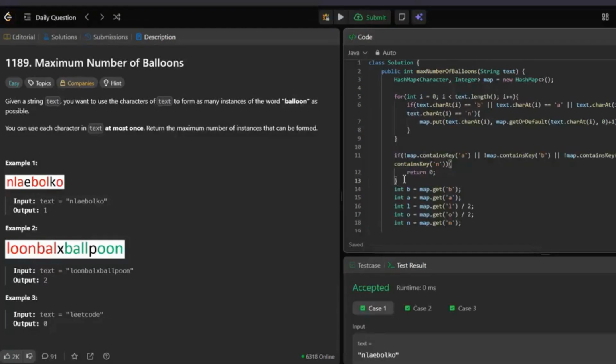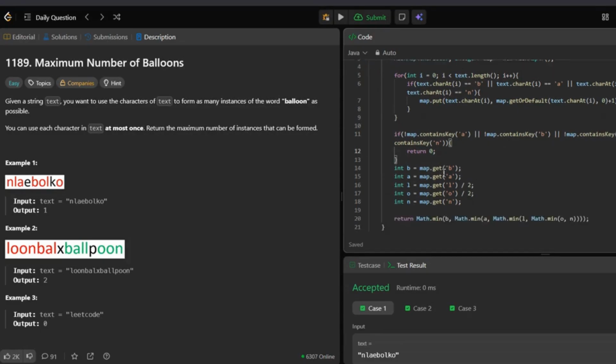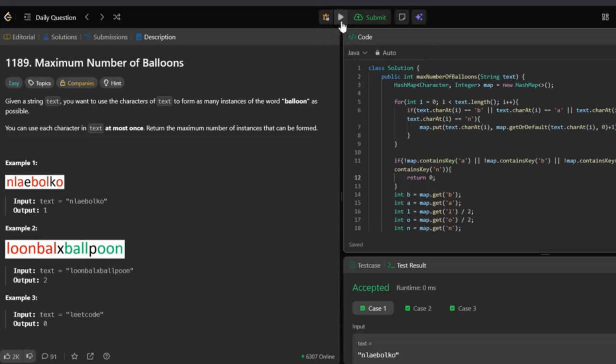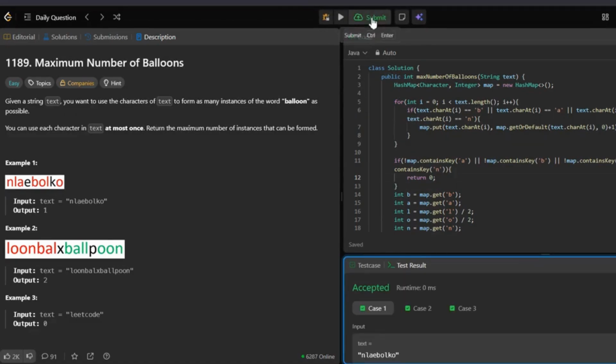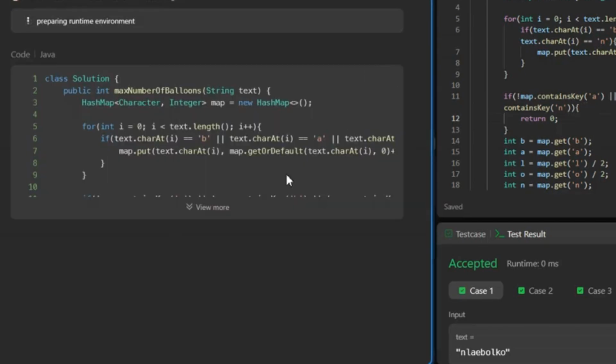We have to write this base case because if one of the characters in balloon is not present in the hash map, then we will return 0 because the instance cannot be formed. That's why. Now let's run it again, and now finally submit it.